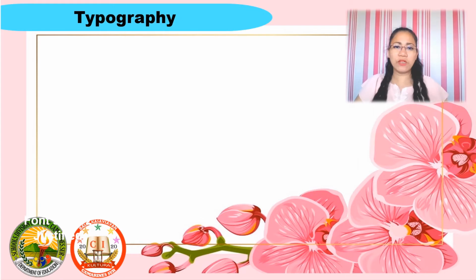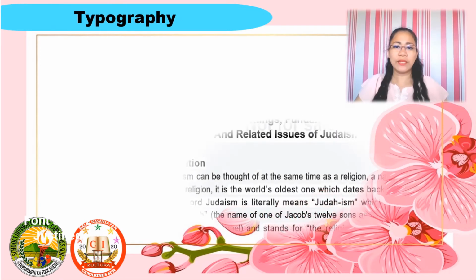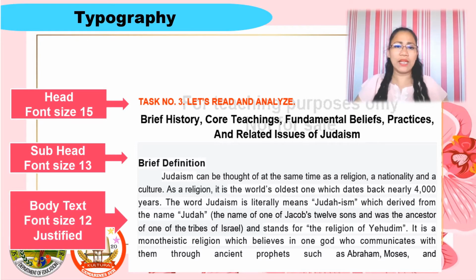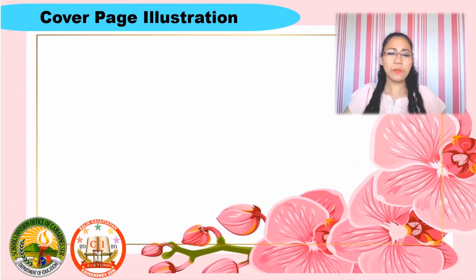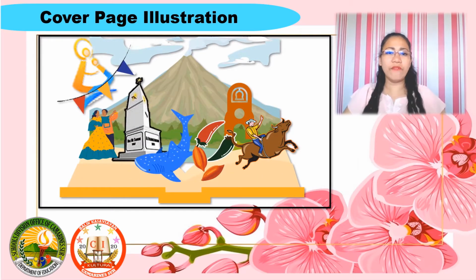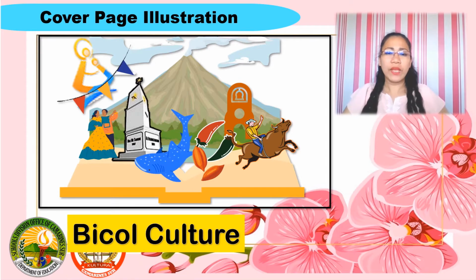For the typography of the content, the lesson title or heading must be in the font size of 15. The subheading is in font size of 13, and the body text is in font size of 12 in justified alignment. For the subject of Bicol Culture, this is the standard cover illustration. You see in the illustrations the famous icons that represent the provinces.